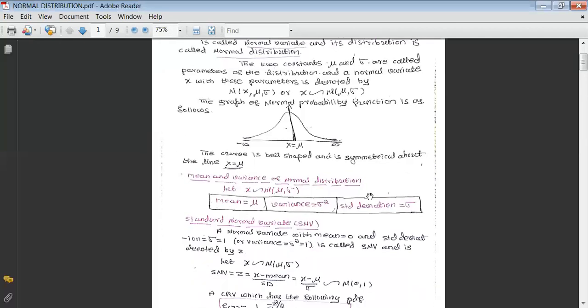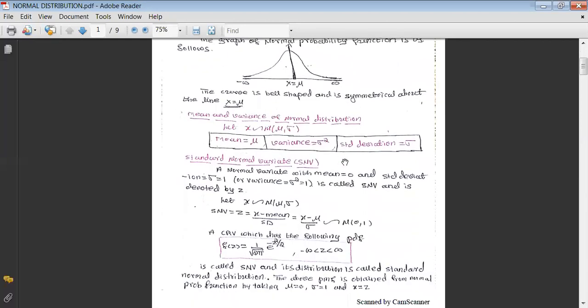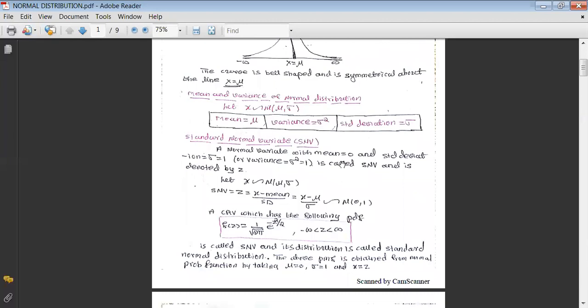Now, we come to the two main concepts of a distribution, that is, mean and variance. Suppose x is a normal variate with parameters mu and sigma, then mu is referred to as the mean, sigma square is referred to as the variance, and sigma is referred to as the standard deviation. Associated with the normal distribution, there is a special part called the standard normal distribution. Before that, we have to be familiar with the concept of a standard normal variate.